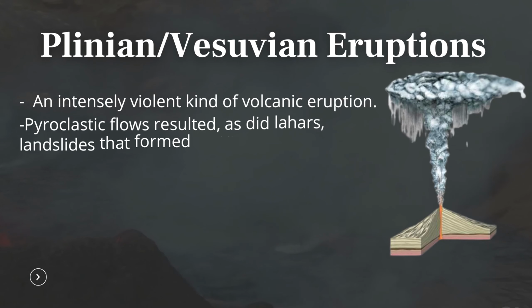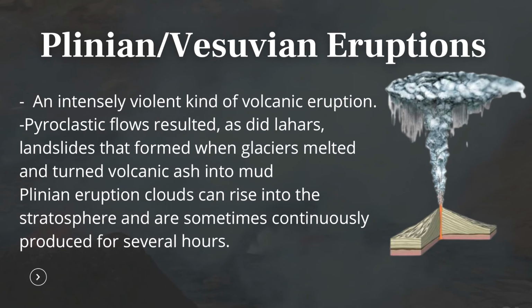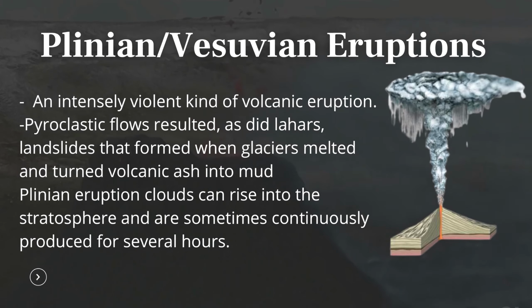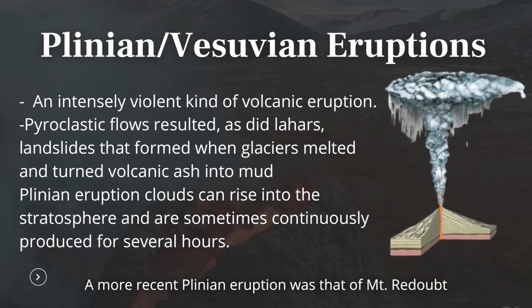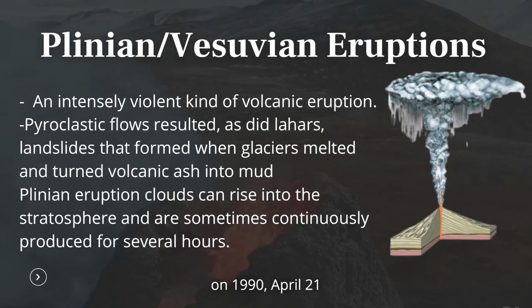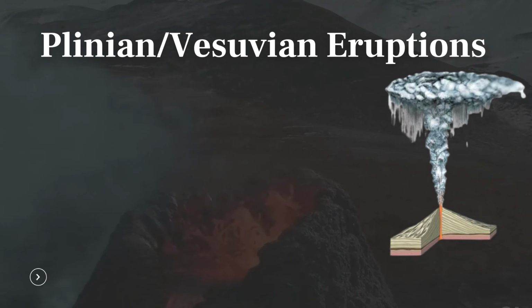A Plinian type is an intensely violent kind of volcanic eruption. Pyroclastic flows result, as do lahars, landslides that form when glaciers melt and turn volcanic ash into mud. Plinian eruption clouds can rise into the stratosphere and are sometimes continuously produced for several hours. A more recent Plinian eruption was that of Mount Redoubt on April 21, 1990.